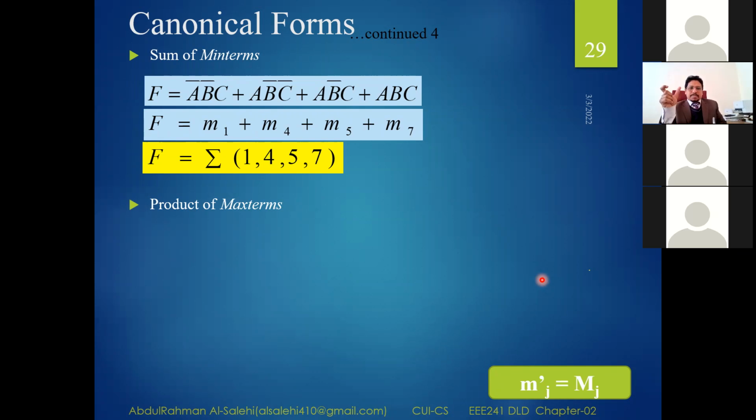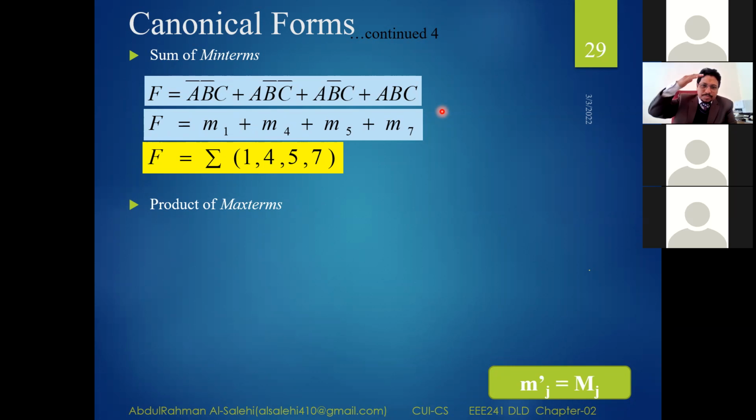So the summation of just these numbers, 1, 4, 5, 7, I can say that the Boolean function is equal to this. If I have a Boolean function with this value only, I can construct the Boolean function, the mathematical expression for it, then I can construct the truth table, then I can construct my circuit design.